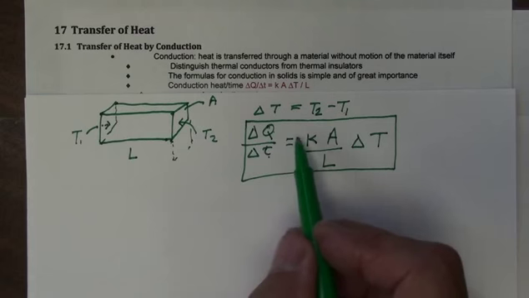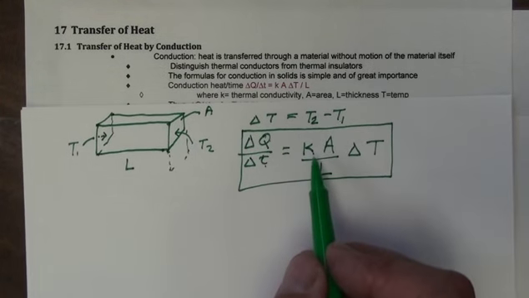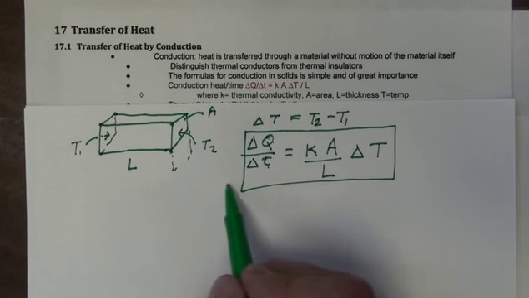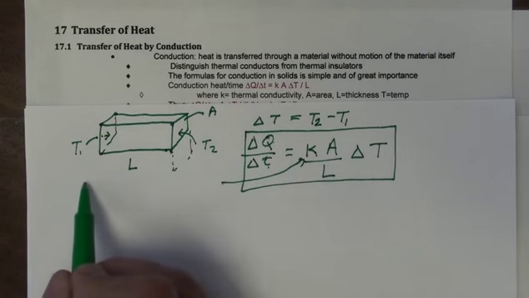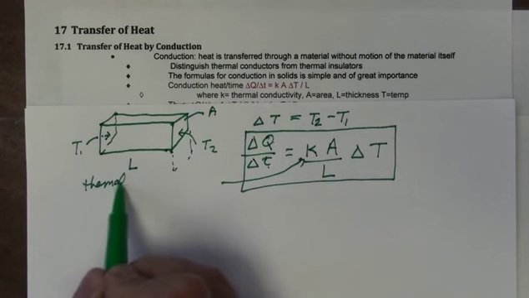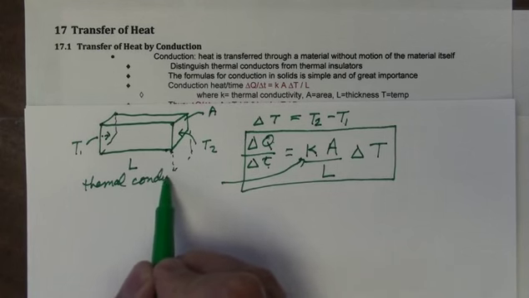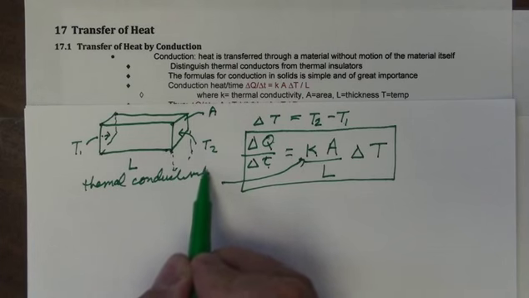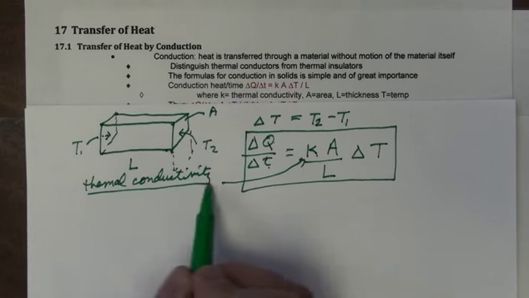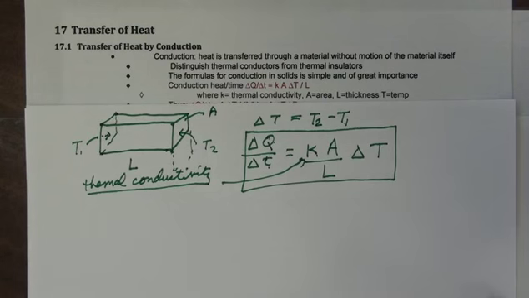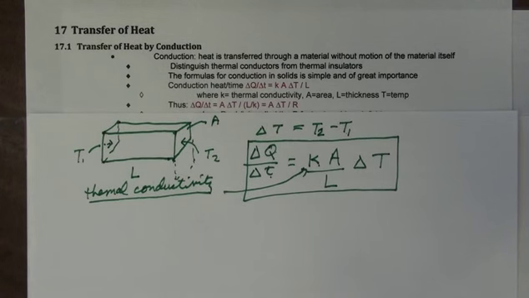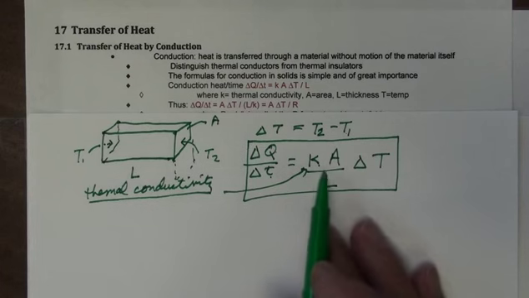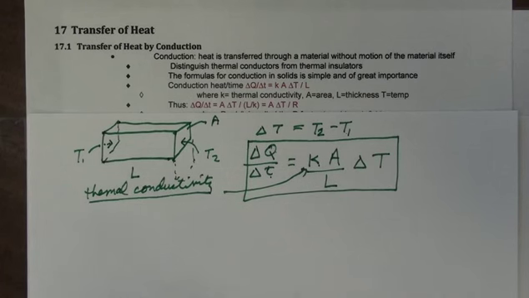And remember, this constant here is called the thermal conductivity. K is called the thermal conductivity. Now, we can change this equation some. Of course, the thermal conductivity differs from one substance to another.